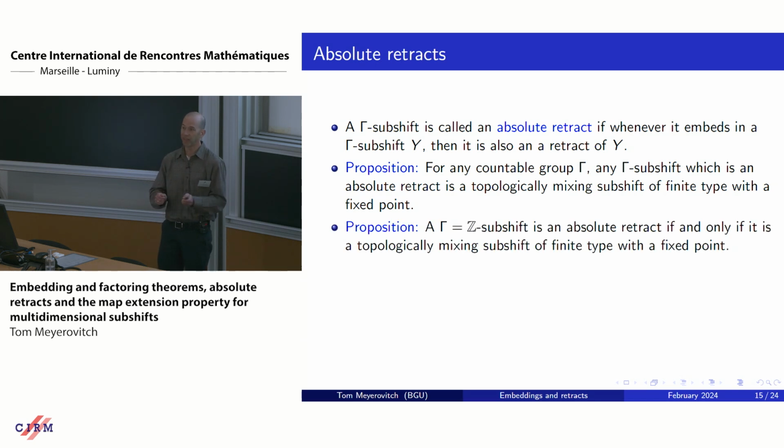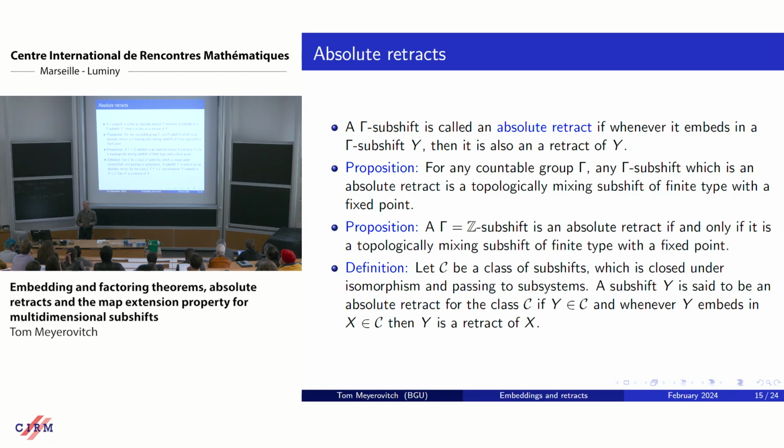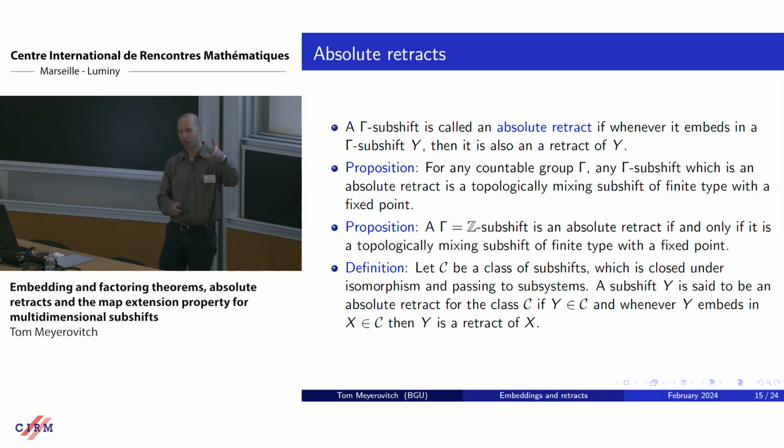In Z, it's exactly the same. There are many definitions of subshift of finite type, but to say you're a Z mixing subshift of finite type with a fixed point is the same as to say you're an absolute retract for the class of Z subshifts. For Z^d, it's a much stronger property. Now, this fixed point is something I want to avoid. I want to characterize, let's say, mixing subshifts of finite type, not necessarily with a fixed point, so you tweak the definition a little bit.